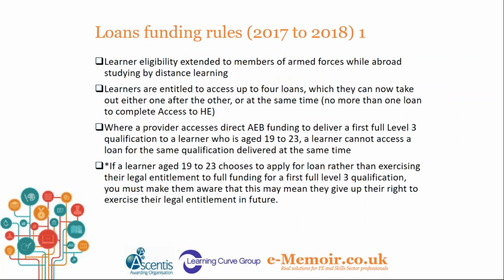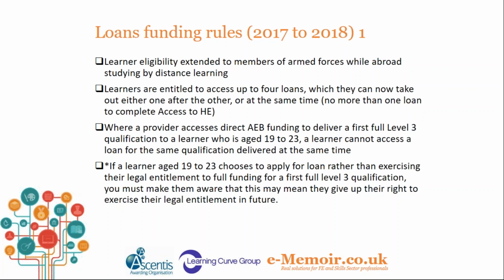So what are the rules that relate to the current year? And obviously we're waiting for 2018-19, and that will become available soon. First of all, in this current year, learner eligibility was extended to members of the armed forces while they were abroad, particularly those studying by distance. They're now able to access a loan, and that's obviously increased the market.